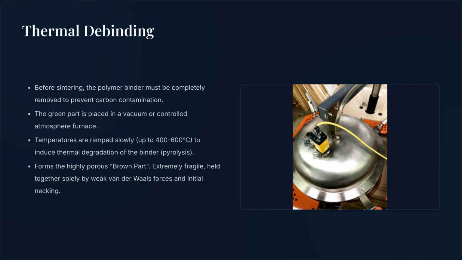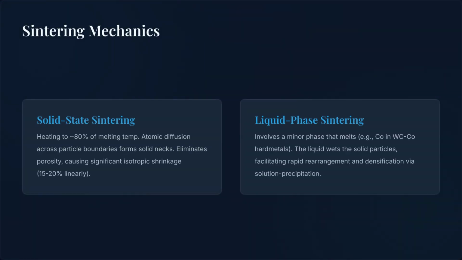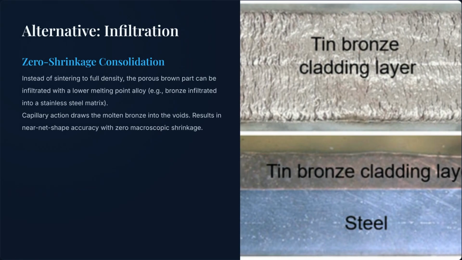Thermal debinding is the next critical step. We must carefully pyrolyze the binder to prevent carbon contamination, resulting in a fragile brown part ready for sintering. Finally, the sintering stage densifies the part through atomic diffusion or liquid phase mechanisms, completing the journey from loose powder to a solid functional component. Alternatively, infiltration offers a method for near net shape accuracy.